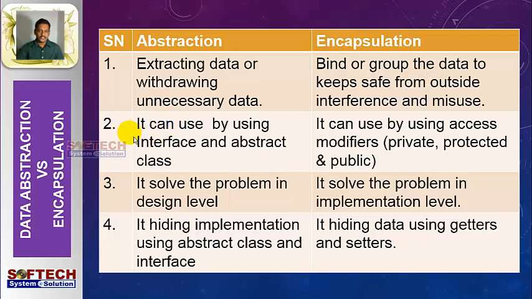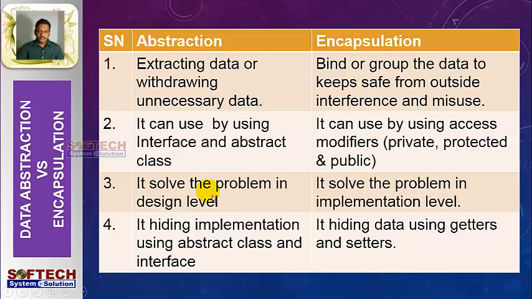The second difference is that abstraction is achieved by using interfaces and abstract classes. By using interfaces and abstract classes, we can create abstraction and utilize it in a program. In encapsulation, private, protected and public are based on access. By using access modifiers, we apply encapsulation.